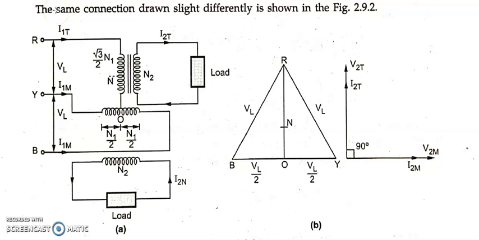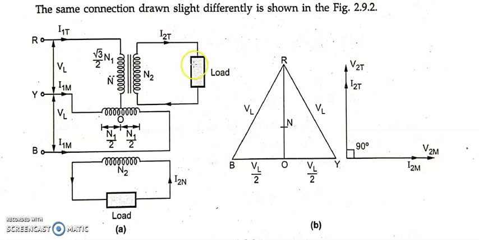Hello guys, this video is in continuation of your earlier class. In the last class we were discussing the Scott connection, so we shall continue that. So Scott connection is used to convert what? From 3-phase to 2-phase. It is used for industrial furnaces wherever a phase angle of 90 degrees is required. And also with a special arrangement on the secondary side, you can use the 2-phase for 3-phase loads also, like I discussed in the last class.